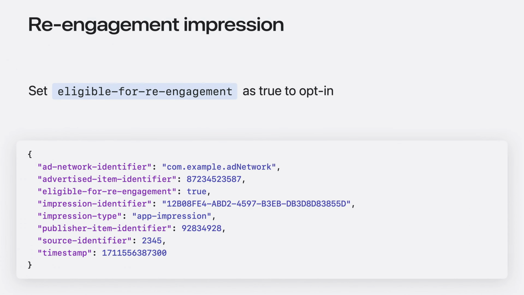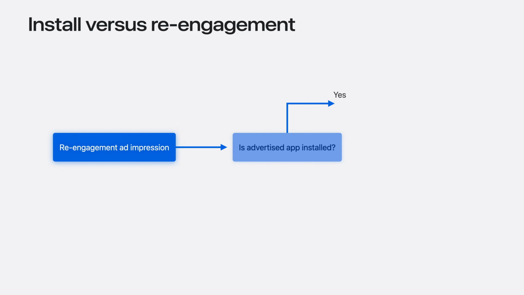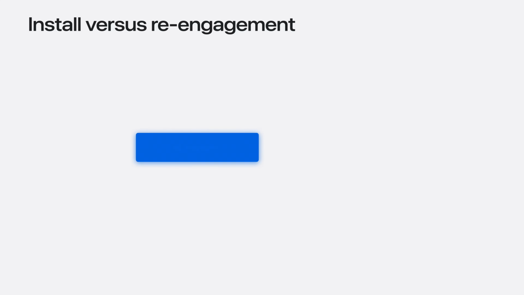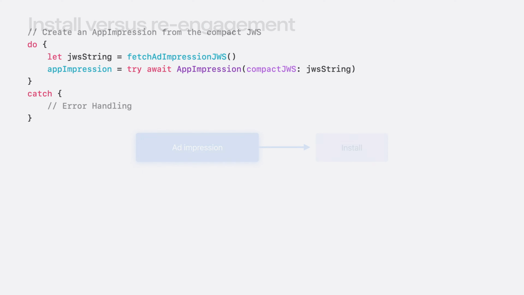Eligible for re-engagement. This tells Ad Attribution Kit that the ad impression is to be considered for re-engagement conversions. An ad impression configured with the eligible for re-engagement property is considered for re-engagement or install, depending on whether the advertised app is installed or not. For a normal ad impression without re-engagement opt-in, it would only be considered for installs.